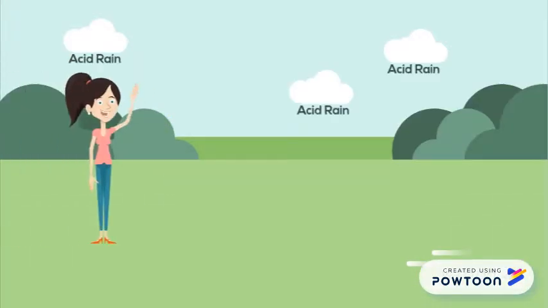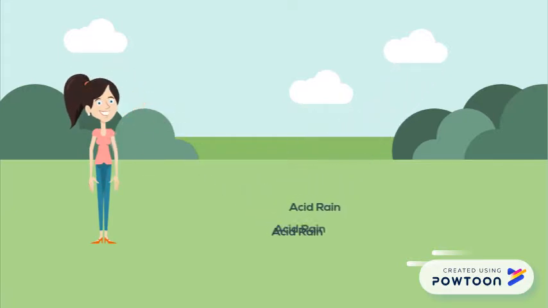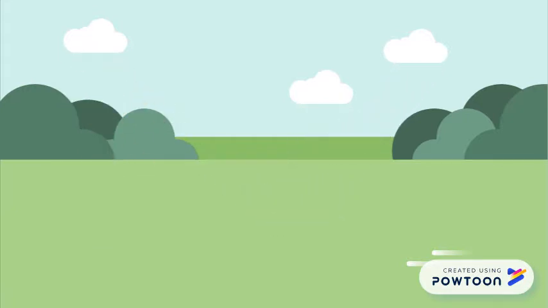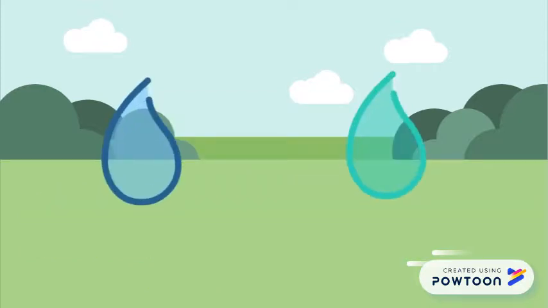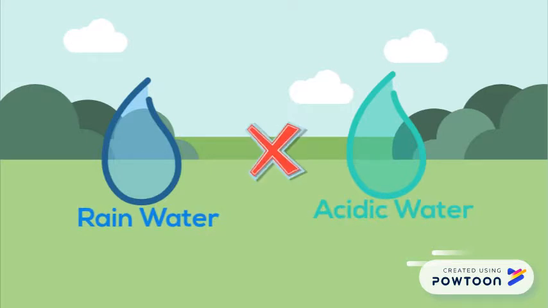So, as I was saying, today I shall talk about acid rain. Being a broad term, it includes any form of precipitation such as rain, snow, hail, fog, or even dust with a pH below 5. But be careful not to confuse normal and acid rain when testing, because runoff and reactions can cause rainwater to be naturally acidic.